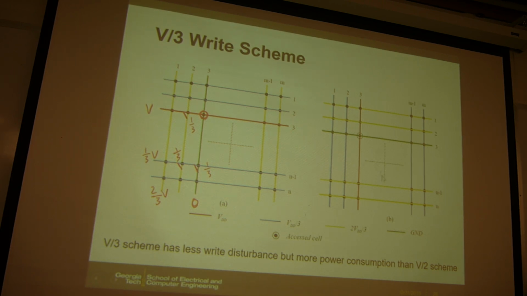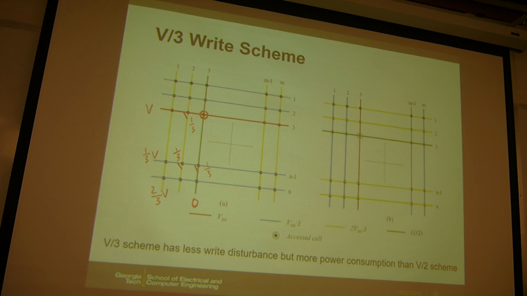So similarly, you can undo the reset just by reversing the bias like this. I will not repeat here. But I want you to compare this one with the V over 2 scheme. So which one is better? Any idea? Probably more power, but yeah, it depends, right? So there are some trade-offs.